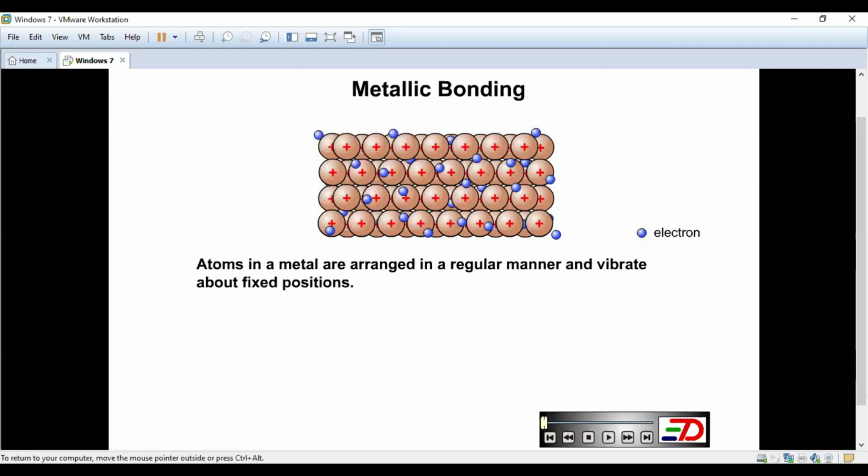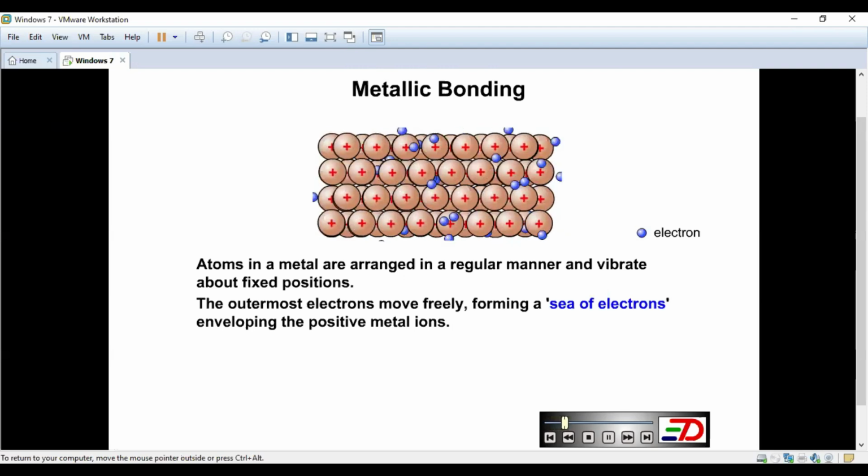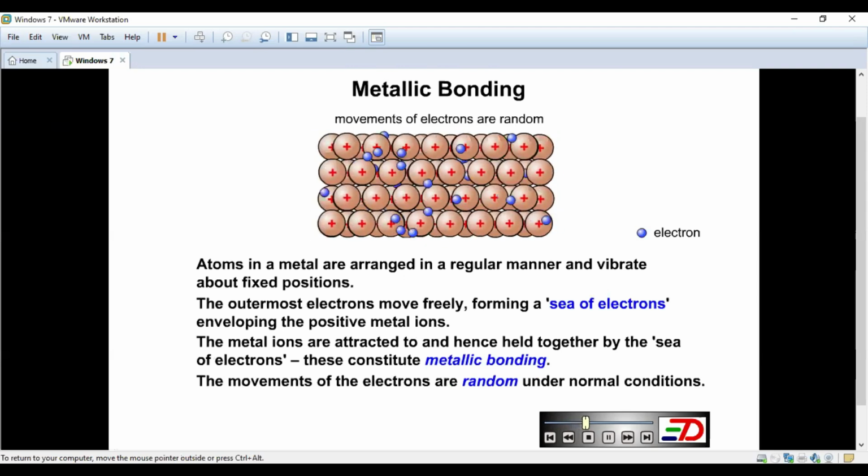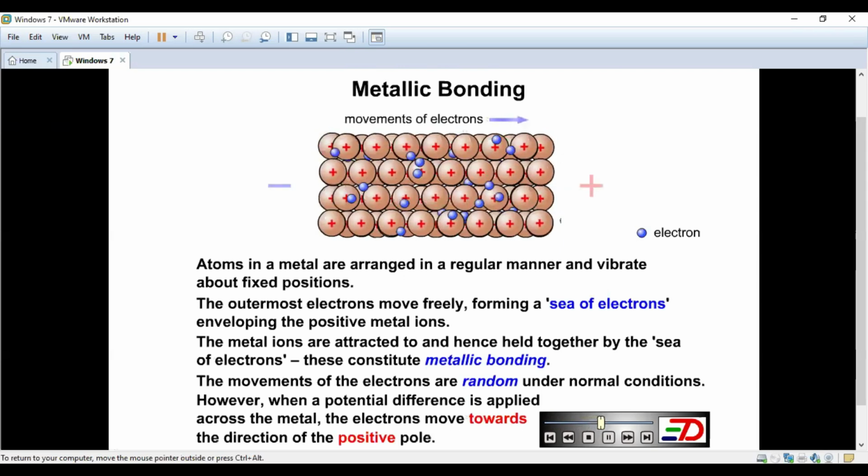Now this animation is about metallic bonding. So we can see that metals are regularly arranged and there are no spaces between them. So their valence electrons are delocalized over the whole structure. They are good conductors of electricity. Their valence electrons act like a glue, or we can say that there are positive ions in a sea of electrons.